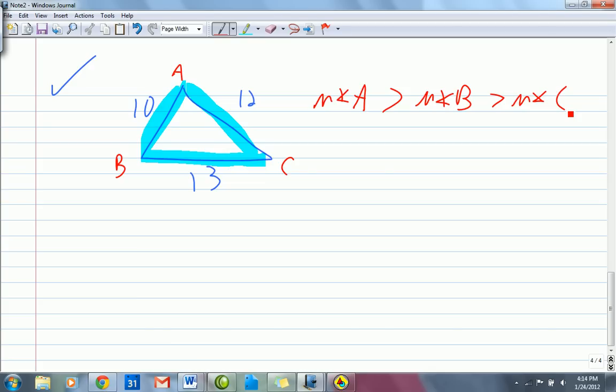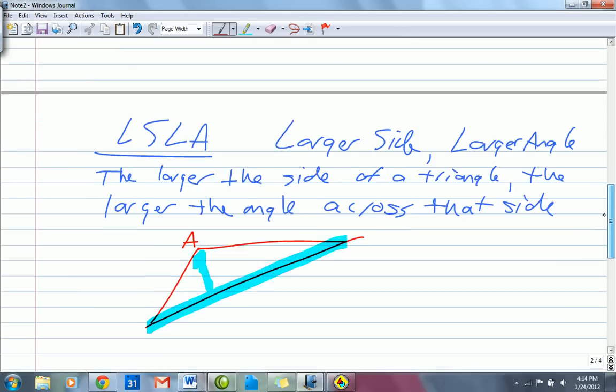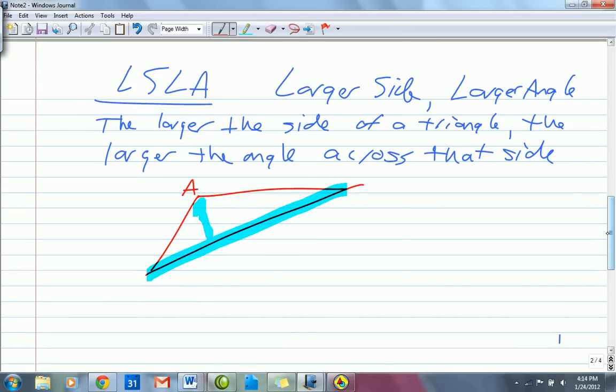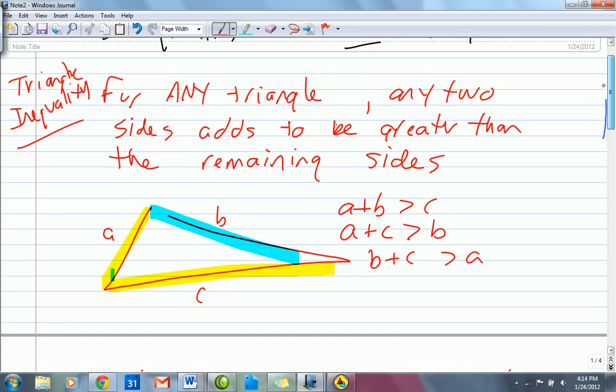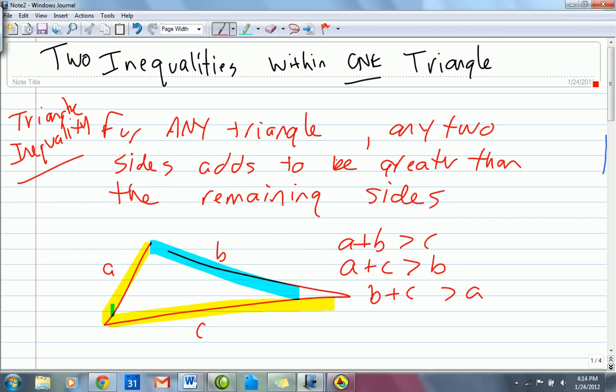Okay, and that's called larger side, larger angle. So the largest angle is A because it's across from the largest side. Smallest angle is C because it's across from the smallest side. Okay, so we can order sides knowing angles or how they're related to each other, or we can order angles knowing how the sides are related to one another. Okay, so two ideas: larger side, larger angle. The larger the side, the larger the angle is across from it in any one triangle, and the triangle inequality. Any two sides for any triangle has to add to be greater than the third side.